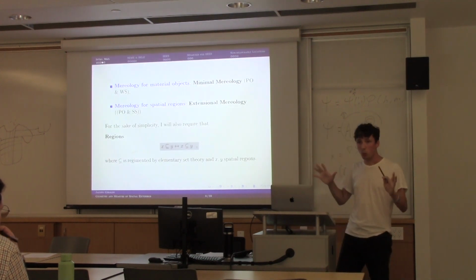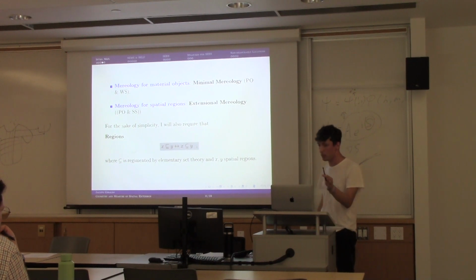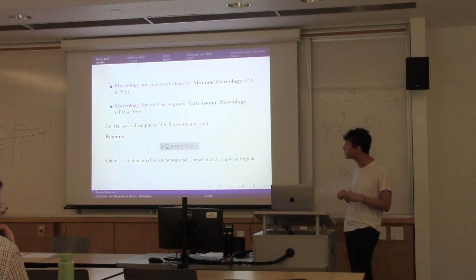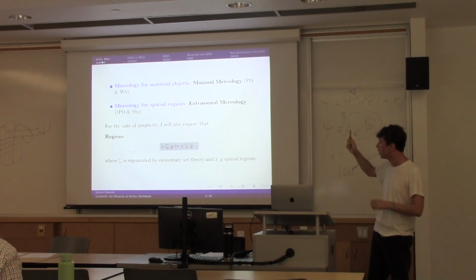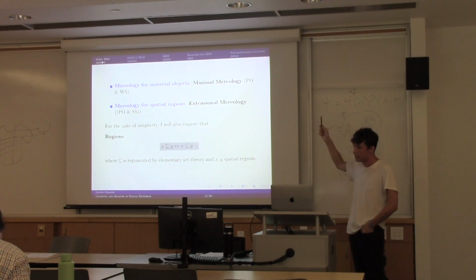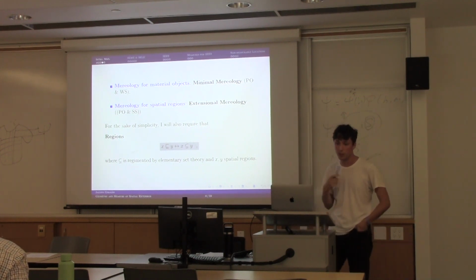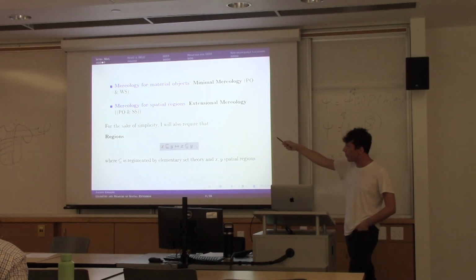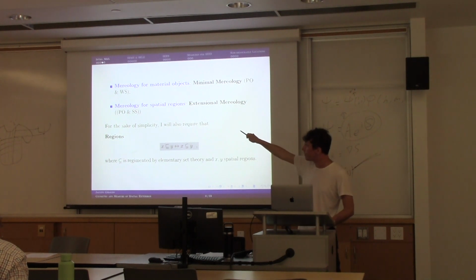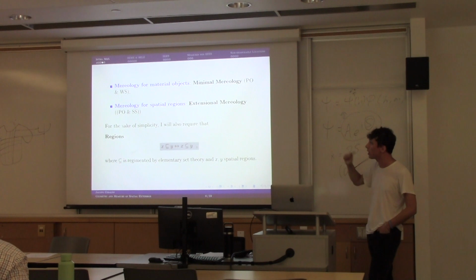And since I will work from now on just with material objects on one hand and the spatial regions on the other hand, I will require the two following mereologies. The first one is minimal mereology, such that being a part of is formalized in terms of partial order and weak supplementation, and mereology for spatial regions, that is formalized by extensional mereology, that you can define with the axioms of a partial order together with the strong supplementation.